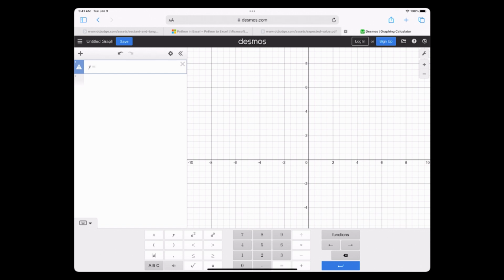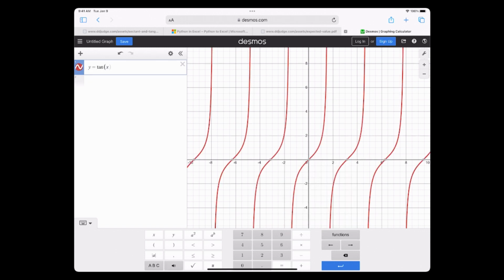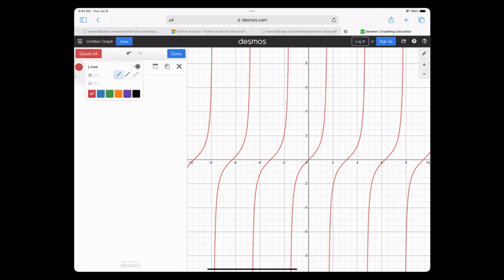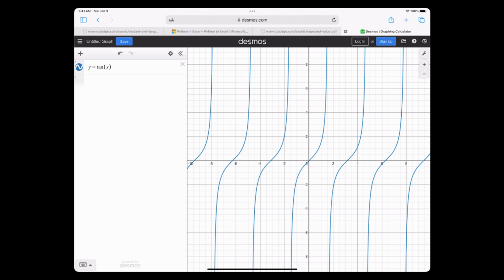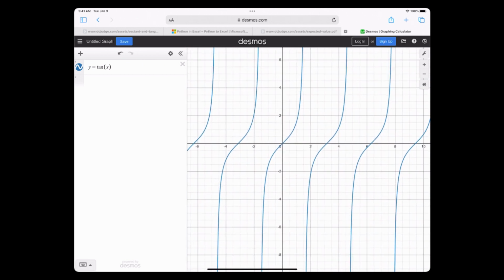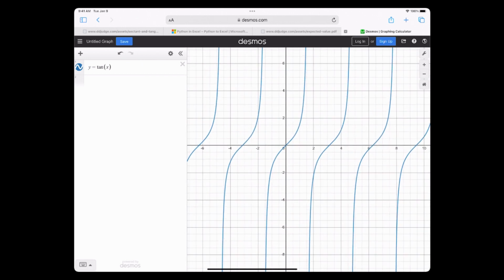Y equals what? Tangent, okay? And I guess it's in red. I'm going to change the color like I told you guys. Okay, you guys see what I'm saying here? This is tangent in general. This is in general your tangent curve. This is multiple cycles. This is really infinitely many cycles. We don't have to sketch infinitely many. We have to only sketch what? One cycle. Is that right?